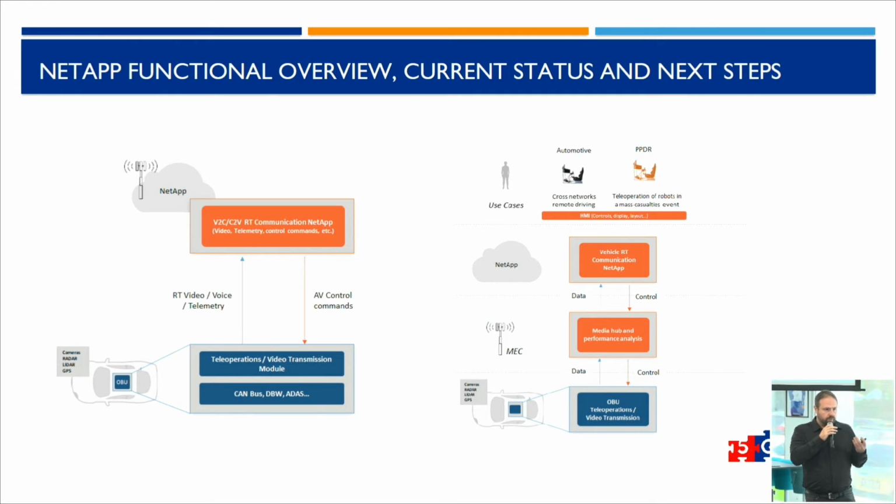The control loop should be really, really quick. So to have this control loop really quick, we need to put the operator as close as possible to the vehicle, but we can't. The controller needs to be a bit distant.